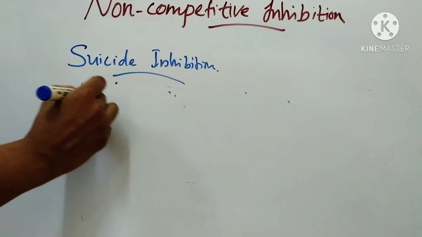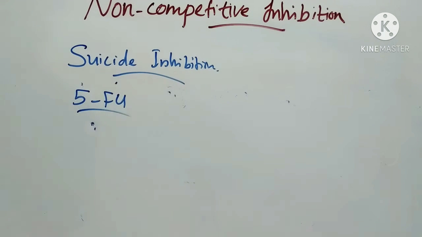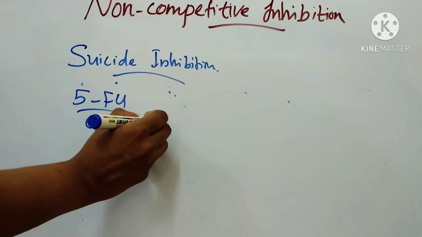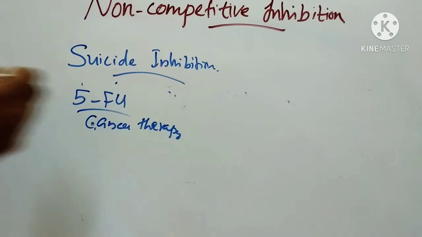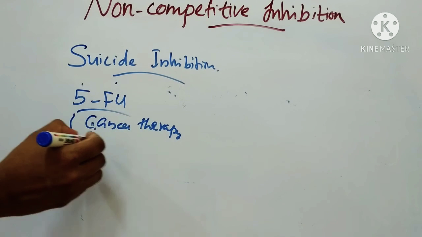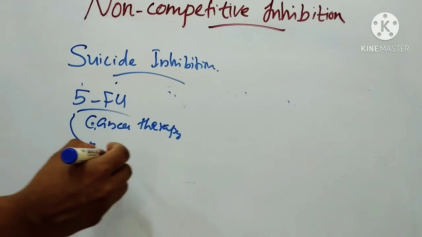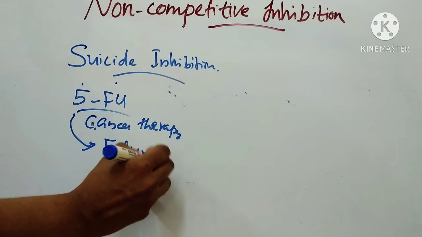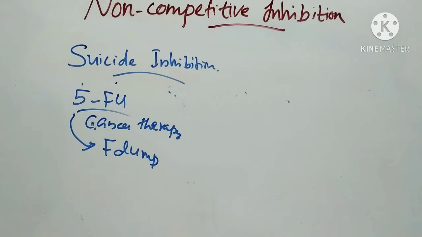5-fluorouracil. It is used in cancer therapy. In cancer therapy, this 5-fluorouracil is converted to fluorodeoxyuridylate, FdUMP, by the enzymes of the salvage pathway.